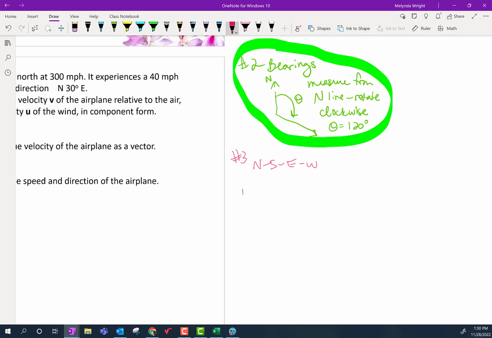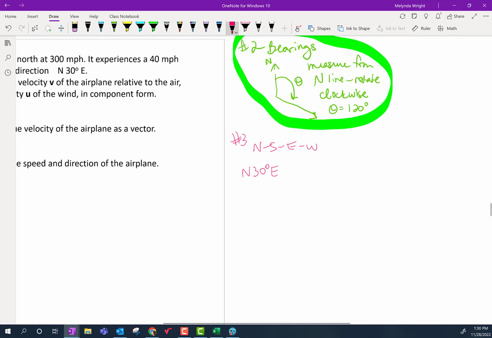If we have north 30 degrees east, what we do is measure from the north line, and the 30 degrees is embedded between the north line and the vector. This is north 30 degrees east. I drew my north line and I embed the angle measure between the north line and the vector. That's the 30 degrees. That's if it's northeast.